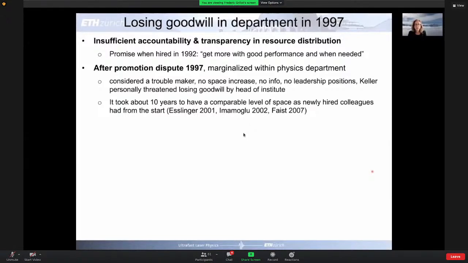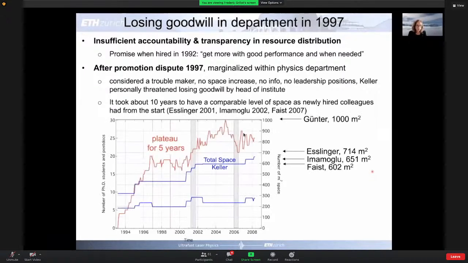I had no space increase, no info, no leadership position, and I was personally threatened, losing goodwill with the head of the institute. It took me about 10 years to have a comparable level of space as newly hired colleagues after me from the start. So let me show the data.